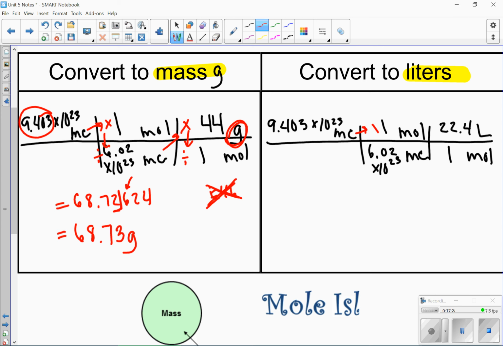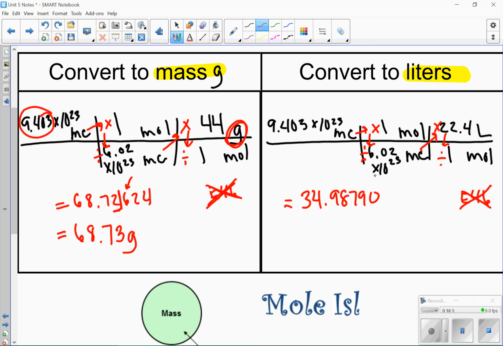Now we're going to put this in our calculator. Remember, you're going to times on the top and then divide down. Then go back up, times on the top, and then divide down. So grab your calculator. Let's talk through it. You're going to do 9.403 E23 times 1 divided by 6.02 E23 times 22.4 divided by 1. So your calculator says this, 34.98790, and so on. Again, if you see anything E46, you did it wrong.